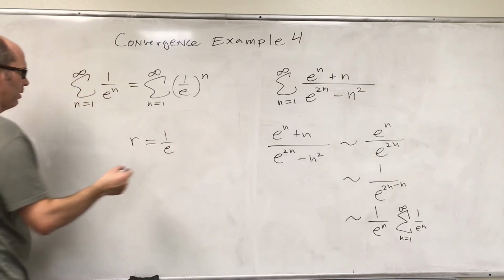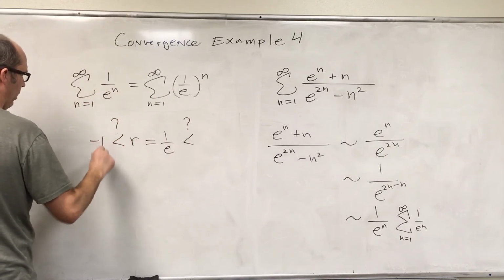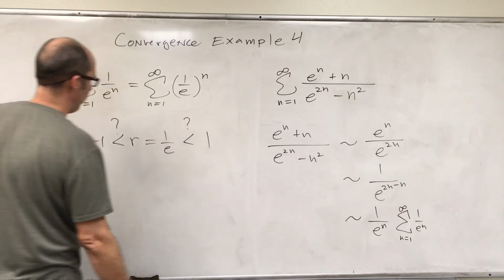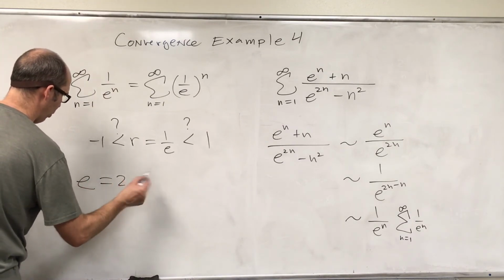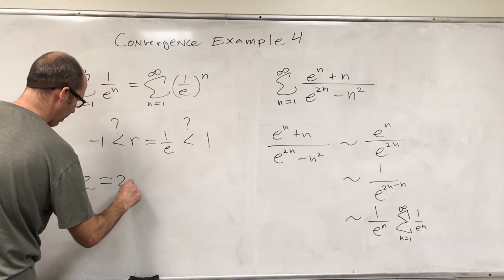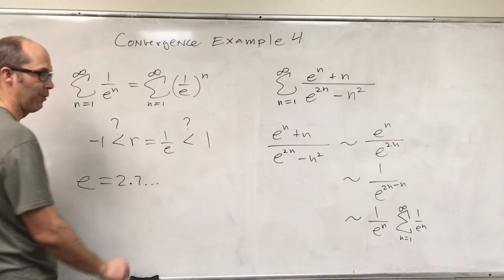So now the question is, is this between -1 and 1? Remember that e is 2.7, I believe, and more. The decimal expansion goes on forever, like pi.